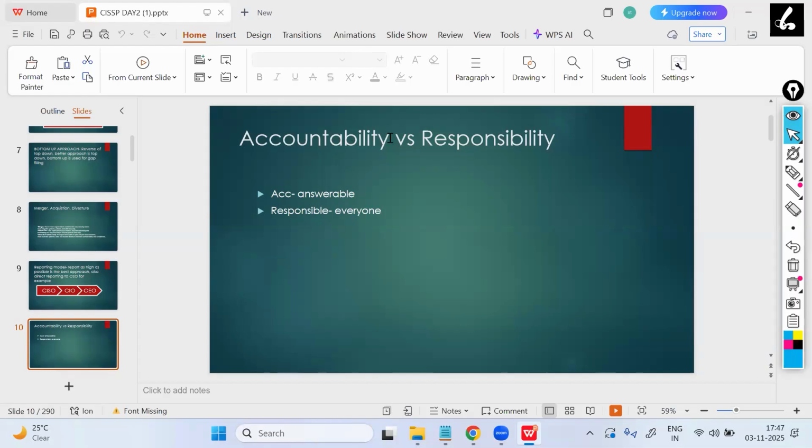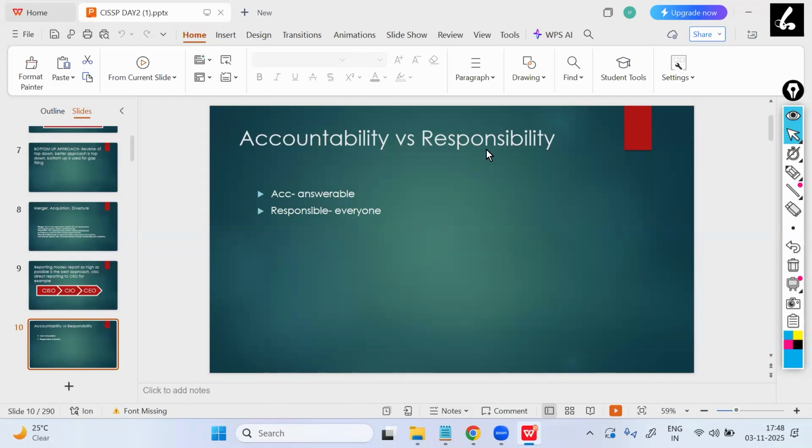Okay, accountability versus responsibility. I'm sure you understand this concept, and why these terms are important. So as an engineer, it is my responsibility that I implement a certain rule, I configure a device, all the tech stuff. But who will be answerable if something goes wrong? My lead will be answerable, or my manager, or my skip-level manager, depending on what level of issue has occurred, or what level of escalation it is.